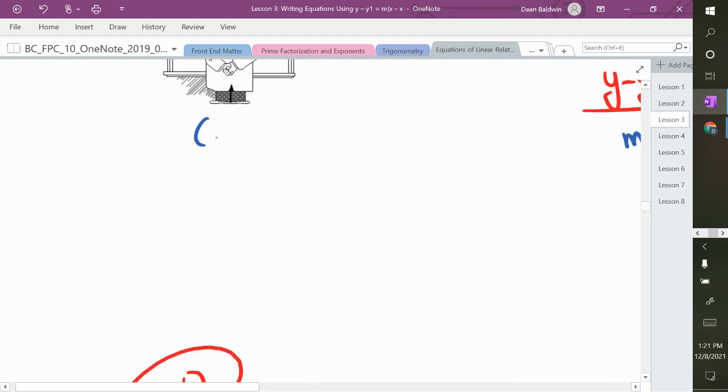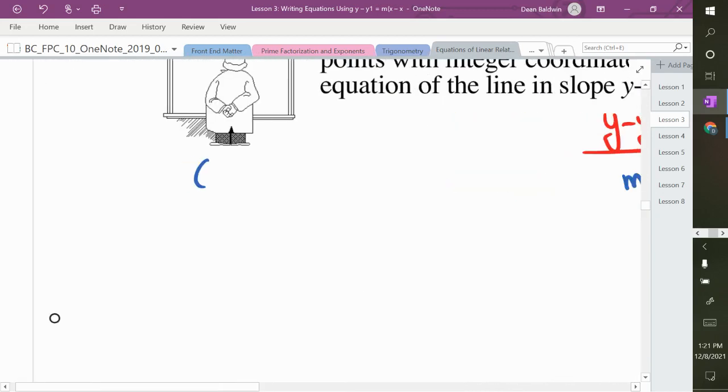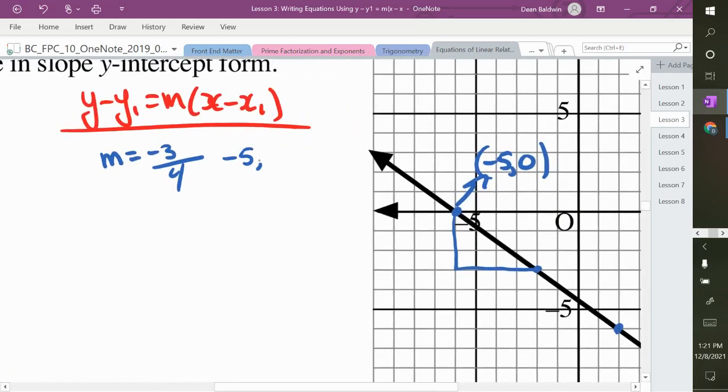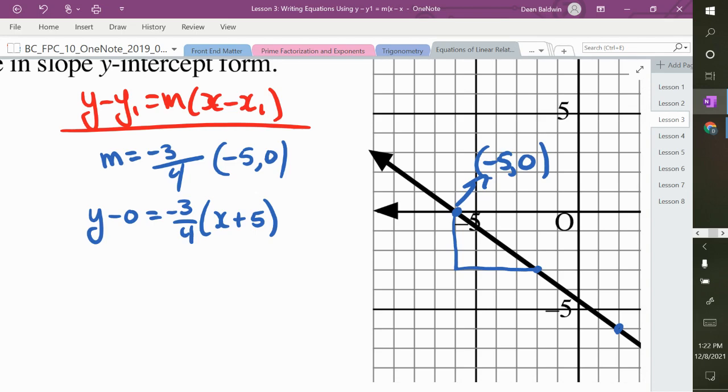So, there... Stop moving. Stop. Negative 5, 0. There's our point. Plug everything into the equation. Did I plug it in correctly? No? Isn't it negative 6? Is it? It is negative 6. Oh my gosh, I can't count. You say you know. There you go. Now did I plug it in correctly? Okay.